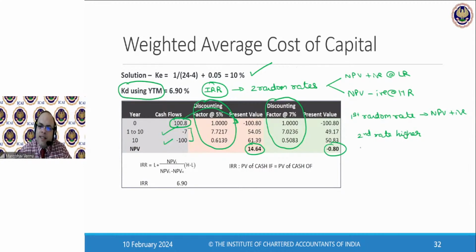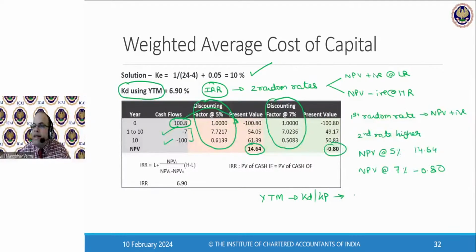But this tells me that NPV at the rate of 5% is 14.64 and NPV at the rate of 7% is minus 0.8. The YTM method is basically a method of calculating the cost of debt or cost of preference shares using a YTM method, which tells us this is that IRR at which the future cash flows equal the initial value. And at the IRR, NPV is zero. You will discuss this in detail in investment decisions, in capital budgeting.